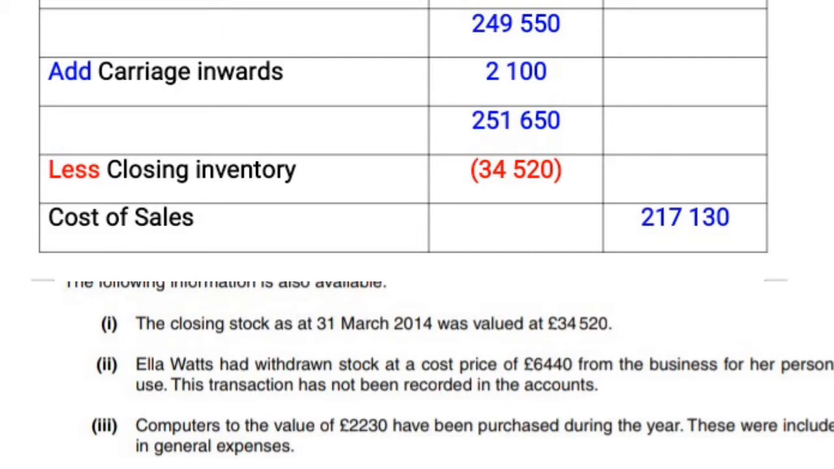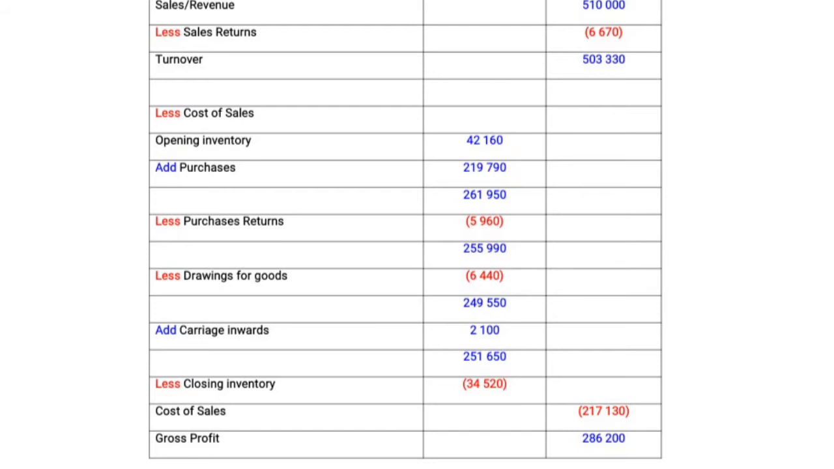We call this figure cost of what? Cost of sales. Right, so I'm going to deduct the cost of sales from the turnover. Right, so I'm going to deduct 217,130 from 503,330. You come out with 286,200, which we call gross profit.